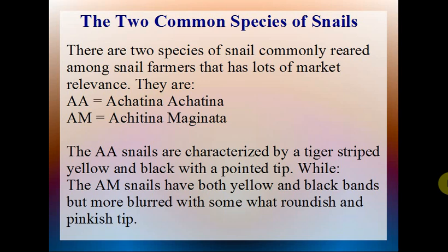The AA snails are characterized by a tiger-striped yellow and black with a pointed tip, while the AM snails have both yellow and black bands but more blurred, with a somewhat roundish and pinkish tip. If you look at the images I presented before, you'll see those differences.